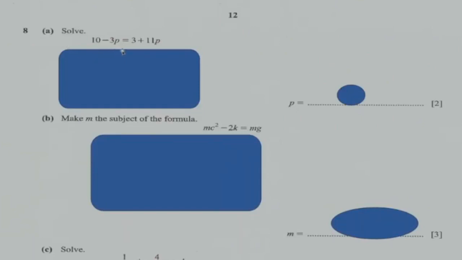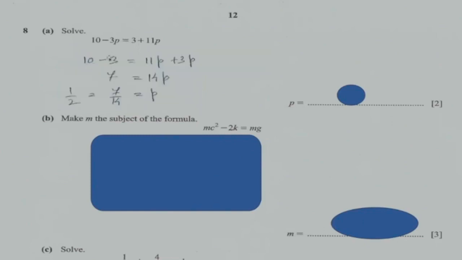Solve 10 minus 3p equals 3 plus 11p. So this one we have to solve like this. 10, then this 3 becoming minus 3, 11p plus 3p. So 14p equals 7, then p equals 7 over 14, half. P value is half.